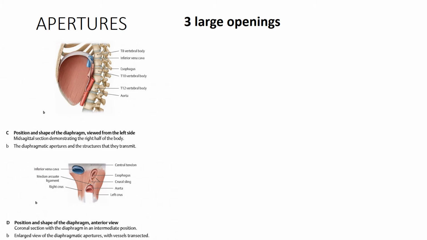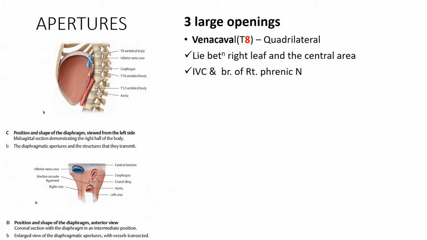Now the diaphragm, lying at the thoraco-abdominal interface, has three large openings or apertures and many small openings, and these are for the passage of various structures either going from the thorax to the abdomen or in the opposite direction, from the abdomen to the thorax. Now these large openings are in sequence. The superiormost opening is the vena cava opening.